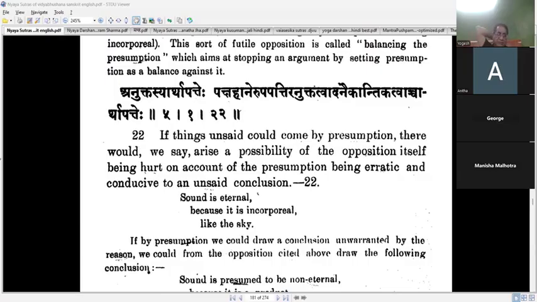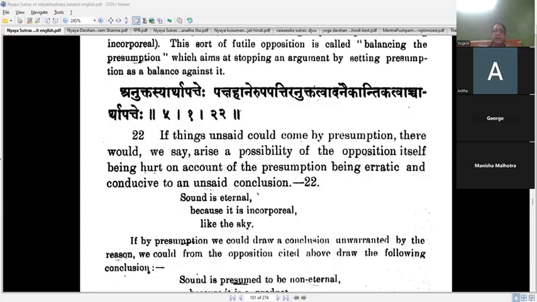whereas the first person, the Vadi, has the facility to prove that it was rain only by seeing that other parts of the area are also wet. So he has this capacity, but the opponent, in fact, may not have. So when you say that sound is eternal because it is all pervading like the sky, then we will also say that sound is presumed to be eternal.